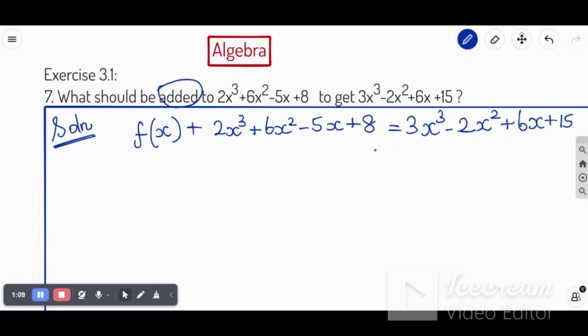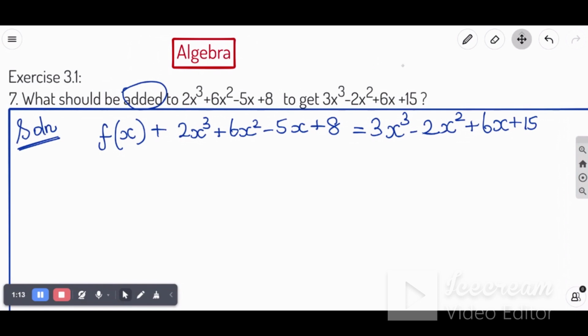Okay. So now let us read the question one more time. What should be added? So I have rewritten the question in terms of symbols and polynomials. Let us take the should be added as your answer. So f of x should be added to this polynomial to get, which means gives, equal to. So this is how you frame your question. Now solve this question. How can we solve this question?